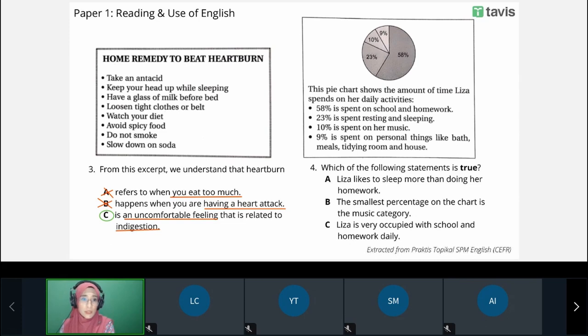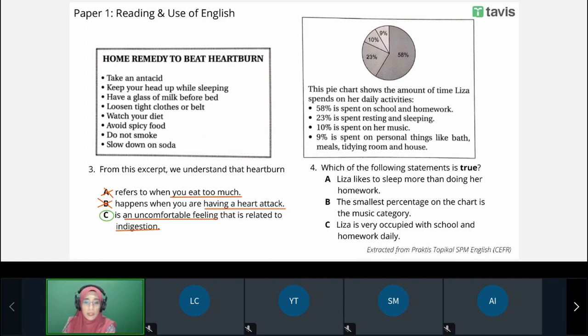So this question is a chart, right? Okay, let's try and analyze this chart. All right. So you can see that this pie chart breaks down into 4. Okay, so first one.